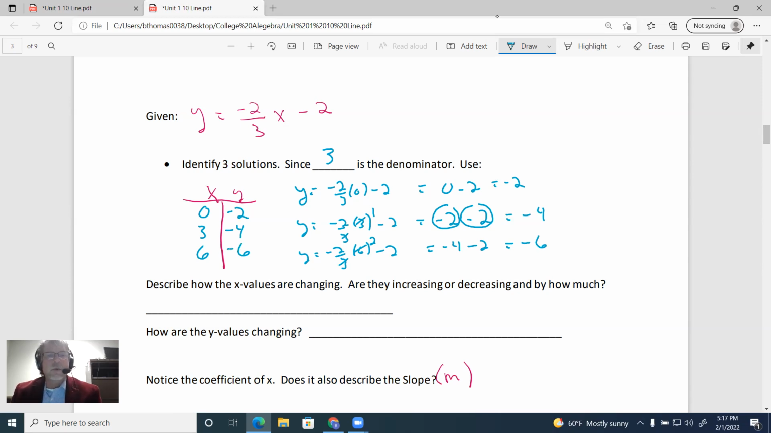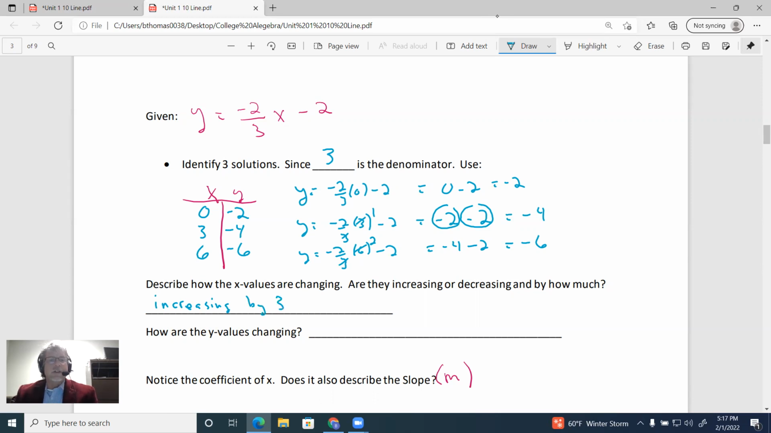So by making this table, we start to see a pattern developing. If we could, let's describe how the x values are changing. So are they increasing or are they decreasing? It went from a 0 to a 3 to a 6. So we recognize that's actually increasing. Increasing by how much? Is there a pattern? Usually with linear equations, there's this pattern. So notice how the change in the x's is actually increasing by 3.